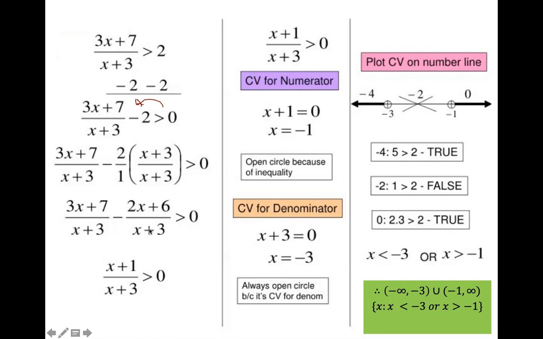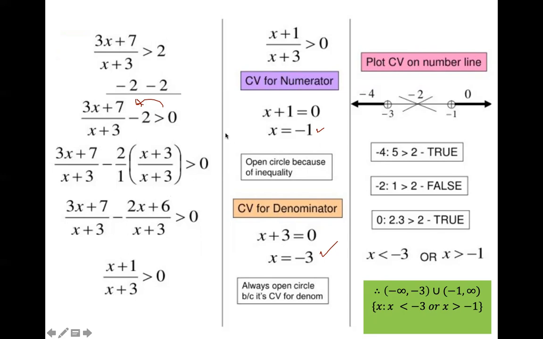So you have x plus 3. Then, so this is negative 2x. So minus 2x minus 6. That's why it's x plus 1 over x plus 3. Then get the critical values. So you have negative 1 and negative 3 plotted on your number line. Then get a test point in each. So negative 4, negative 2, and then 0.